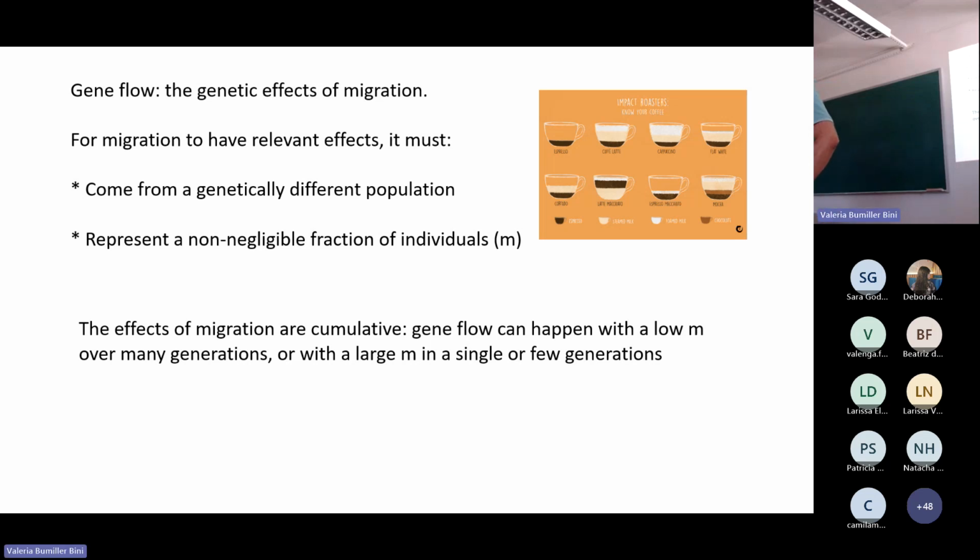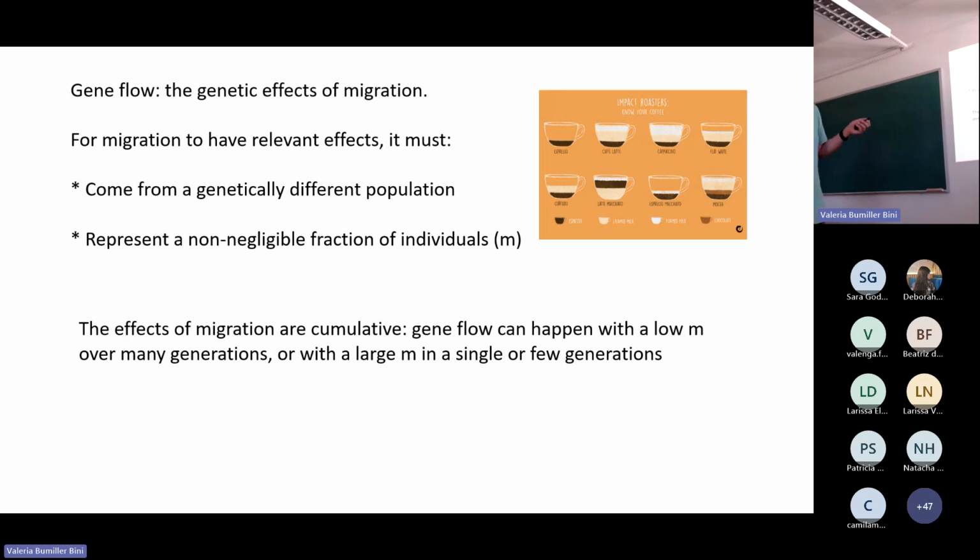If I come from a town in Catalonia and we mix with the people from the next town, the results are genetically irrelevant because we were genetically identical in the first place. We can talk about migration in that case, but there's no measurable gene flow. It has to represent a non-negligible fraction of individuals. If one individual from a genetically different population comes to live in a population of 1 million, he or she will really not contribute to the composition of the following generations of the population.